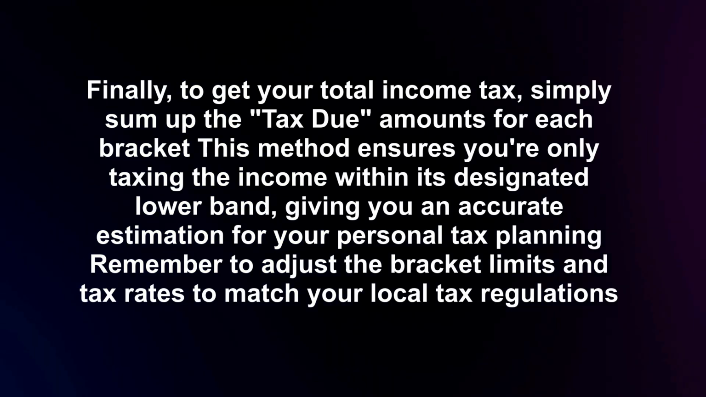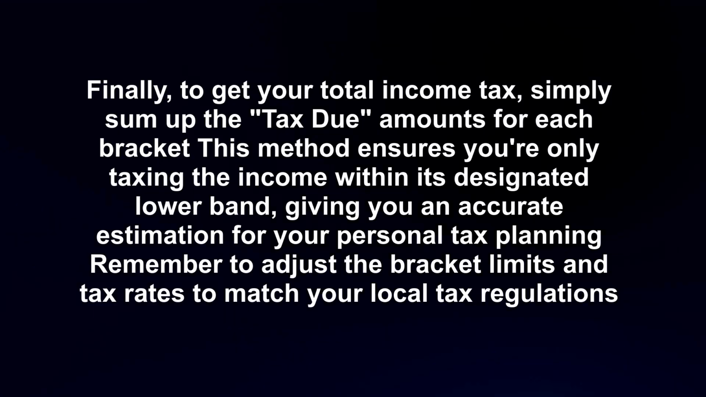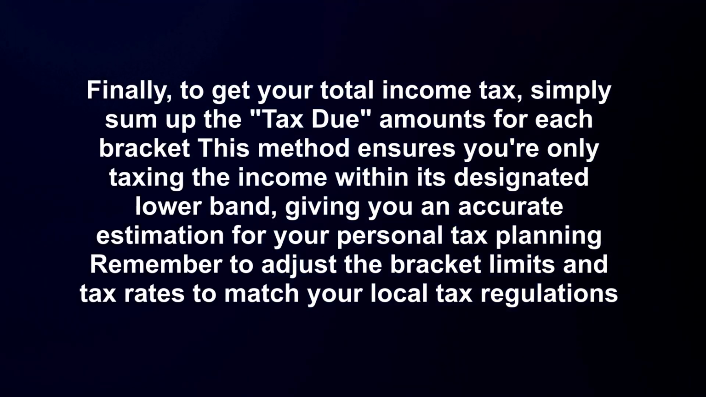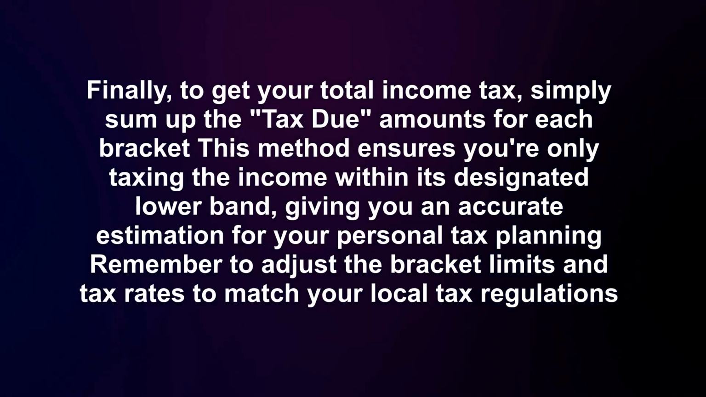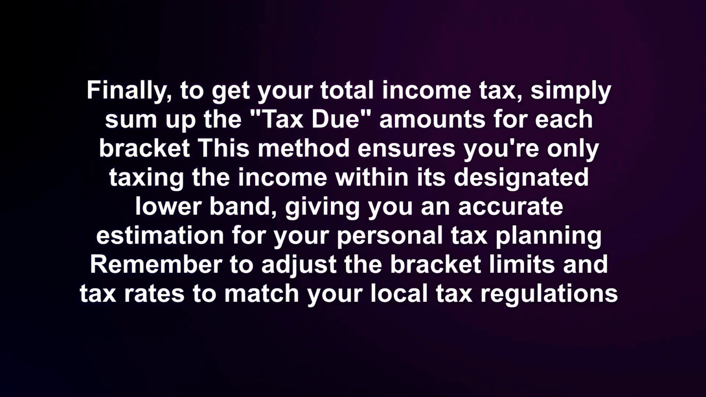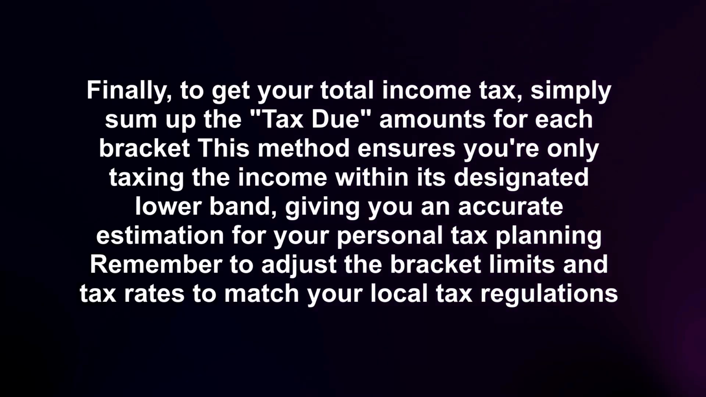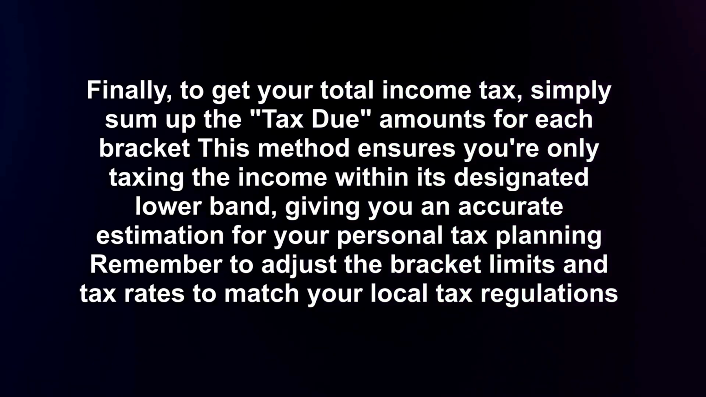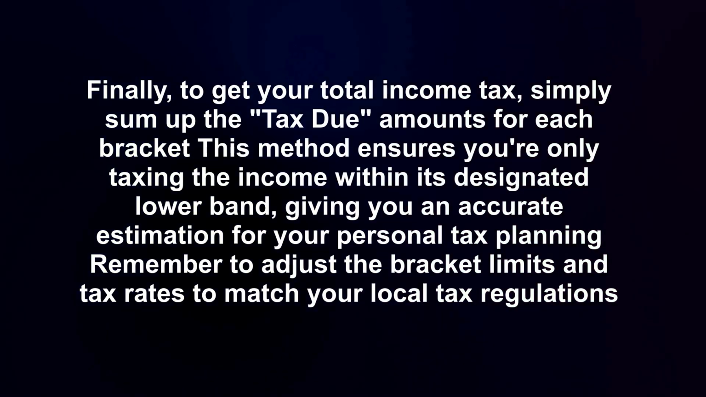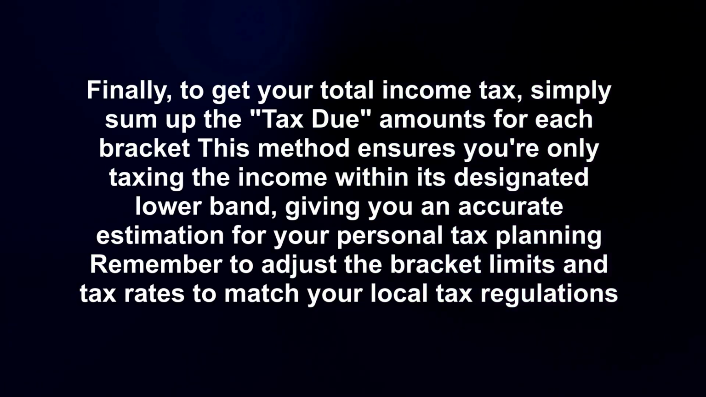Finally, to get your total income tax, simply sum up the tax due amounts for each bracket. This method ensures you're only taxing the income within its designated lower band, giving you an accurate estimation for your personal tax planning. Remember to adjust the bracket limits and tax rates to match your local tax regulations.